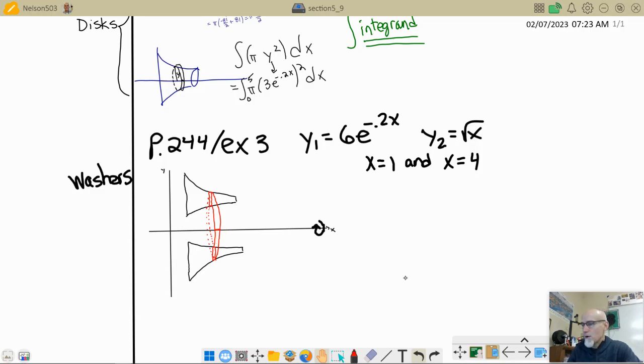So let's put this down kind of over here to the side. Let's put an integral sign. We know we're going to have infinitely many of those little slices added up, and let's put a dx way the heck over here. Okay.